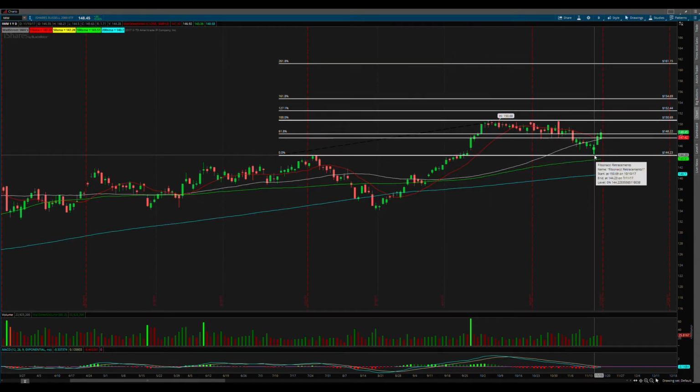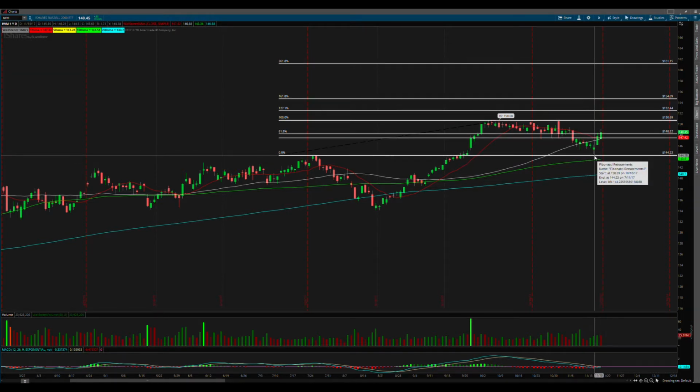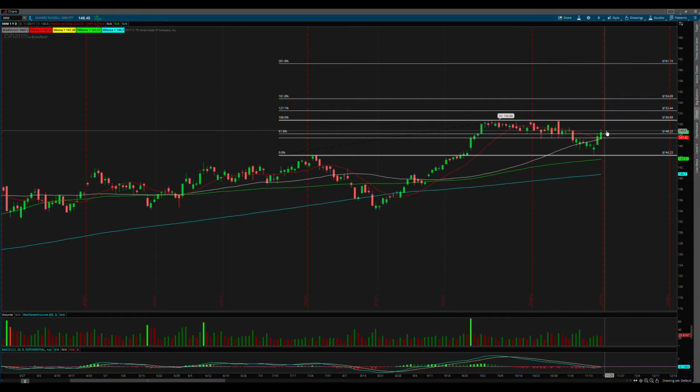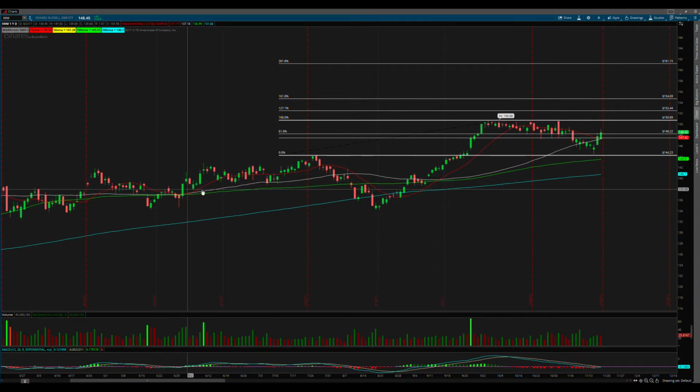On Wednesday last week, it tested the 144 level again, right here, and it bounced out. 144 was the previous resistance, multiple times. Now it's a strong support. Let's say if it had broken this, where would the next support be? It would be right around this level, 138.